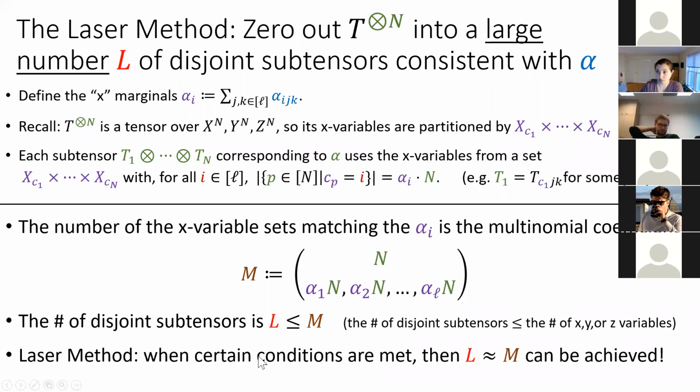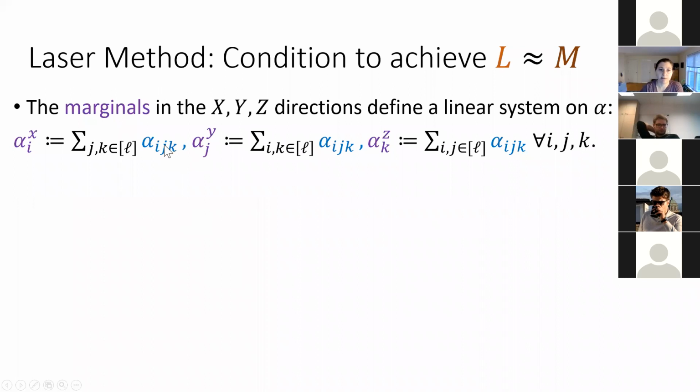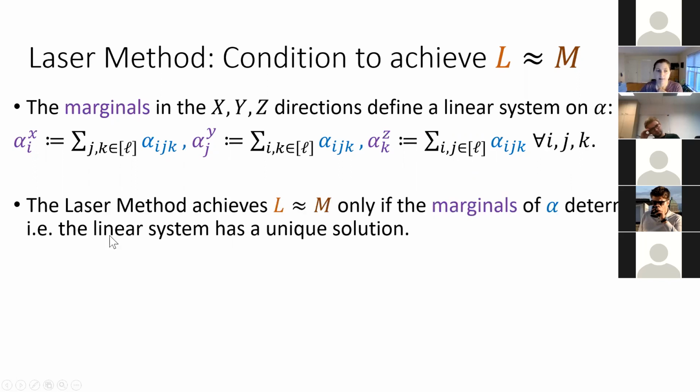So I want to mention what the conditions are. So what are the conditions? We have defined the marginals. What we really want is a handle on the distribution alpha itself, because that defines the dimensions of the matrix products. But the marginals define a linear system over alpha, basically by their definition. The X marginals are the sum over JK of alpha I JK, and likewise the Y marginals and the Z marginals. So this is some linear system.